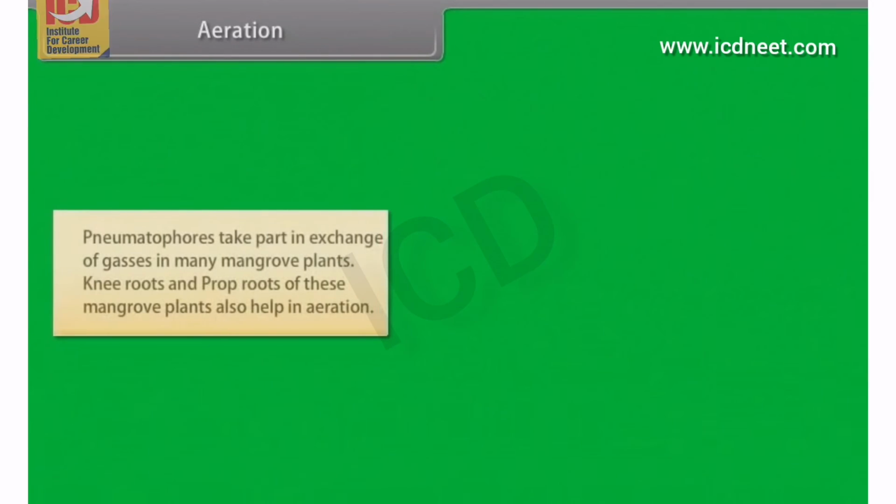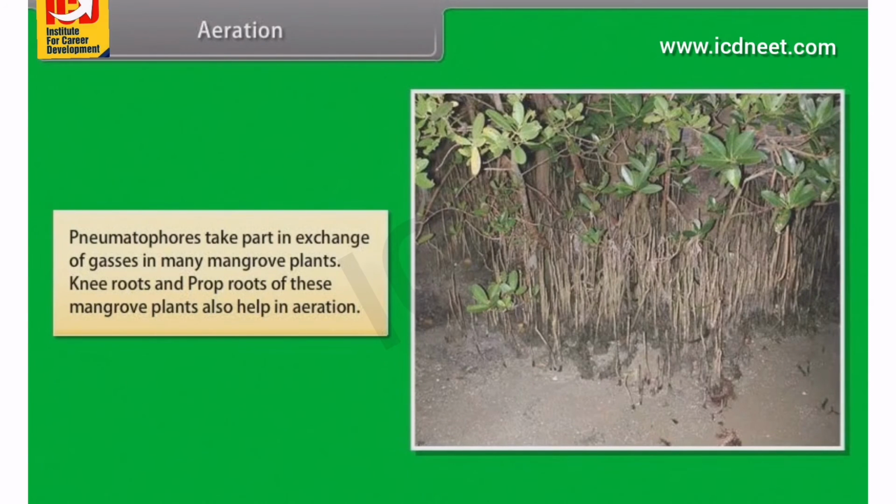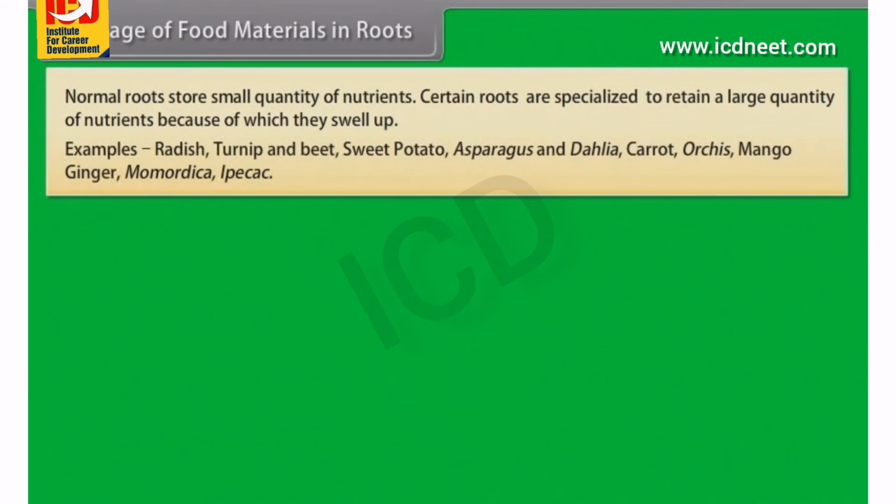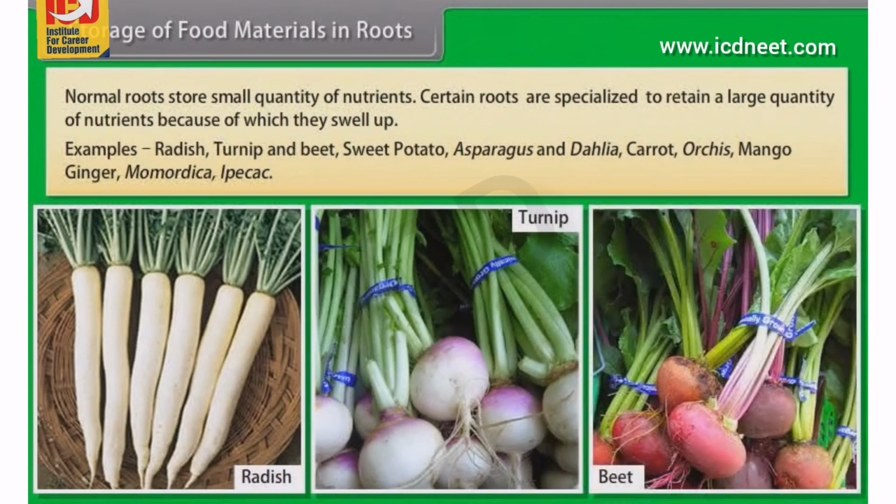Nitrogen fixation: nodulated roots of pulses and other legumes contain nitrogen-fixing symbiotic bacteria of Rhizobium species. They increase the protein content of the crop plants. Aeration: pneumatophores take part in exchange of gases in many mangrove plants. Knee roots and prop roots of these mangrove plants also help in aeration. Storage of food materials in roots: normal roots store a small quantity of nutrients. Certain roots are specialized to retain a large quantity of nutrients, because of which they swell up. Examples, radish, turnip and beet, sweet potato, asparagus and dahlia, carrot, orchids, mango, ginger, Momordica, ipecac.